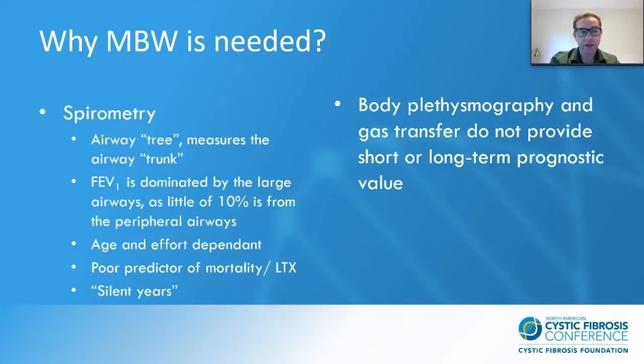So why is it needed? Could we just rely on spirometry alone as the gold standard? Unfortunately not. If you want to measure the health of the airway tree, spirometry just measures the health of the airway trunk. This is because FEV1 is dominated by the large airways, as it's a measure of volume, and as little as 10% of the signal from FEV1 comes from the peripheral airways. It's age and effort dependent, and it's also quite a poor predictor of mortality or lung transplant, just as good as flipping a coin, which has led to the so-called silent years we see in cystic fibrosis over the last few decades. And alternative lung function tests such as body plethysmography and gas transfer, unfortunately, do not provide any short or long-term prognostic value in cystic fibrosis.